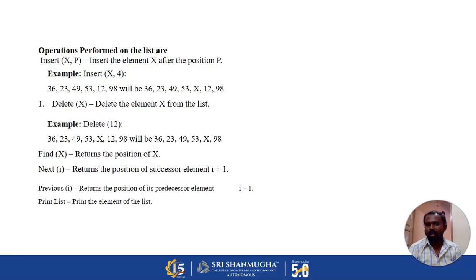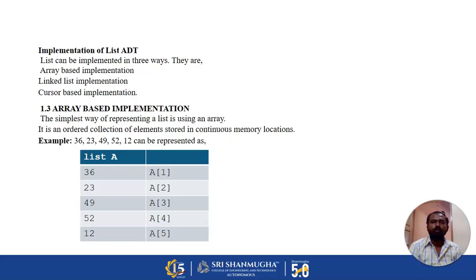Find x: return the position of x. Next I: return the position of the successor element, I plus 1. Previous I: return the position of its predecessor element, I minus 1. Print list: print the elements of the list. Okay, implementation of list ADT. A list can be implemented in three ways.